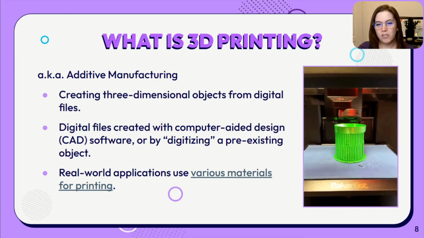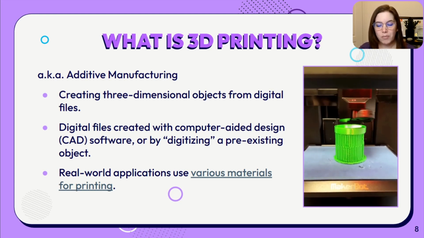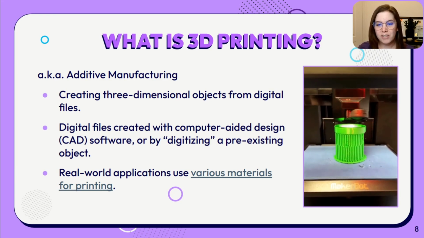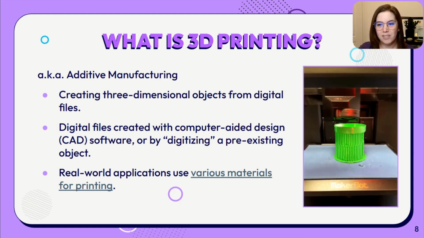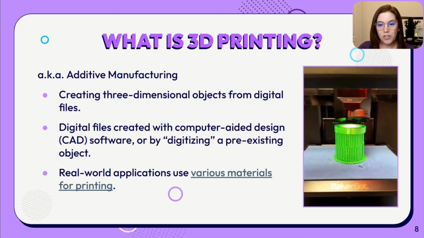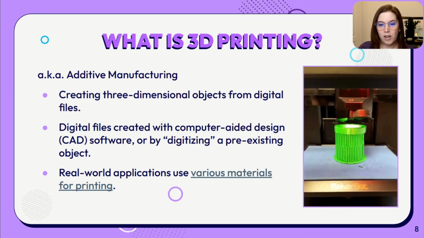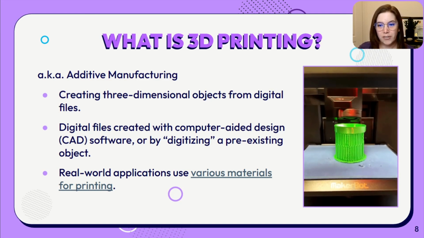3D printing is also called additive manufacturing, and what this means is that 3D printing manufactures or creates objects by adding material, building it up in layers, as you can see happening in the animation on this slide. A 3D printer works by reading a digital file and interpreting the instructions in that file to create three-dimensional objects using layers and layers of material.